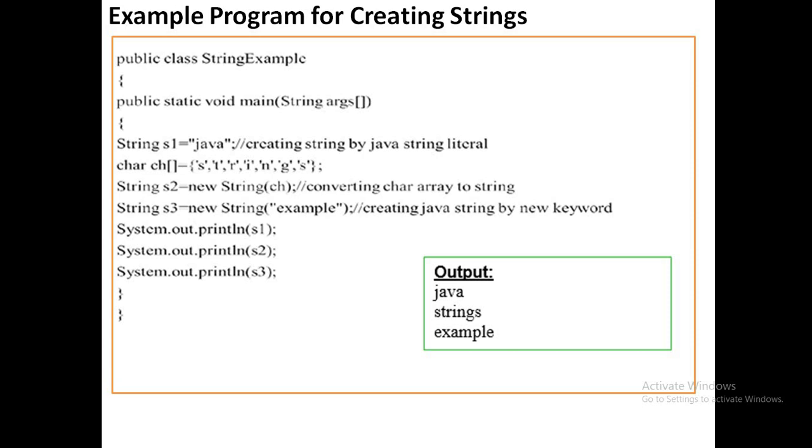Following that, string s2 is declared and it converts the character array values into a string, which is stored in s2. Following that, we have string s3 in which the content example is stored. After creation of these strings, the values are displayed in the output using the println method. While displaying s1, s2 and s3, we get the output as Java, strings and example.